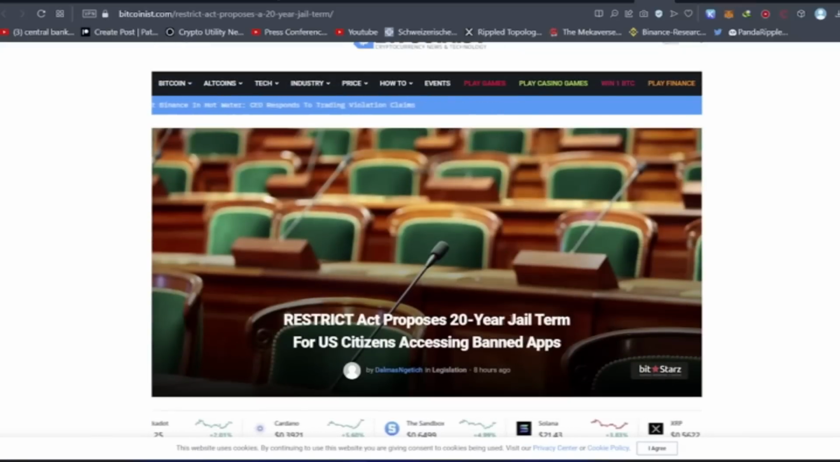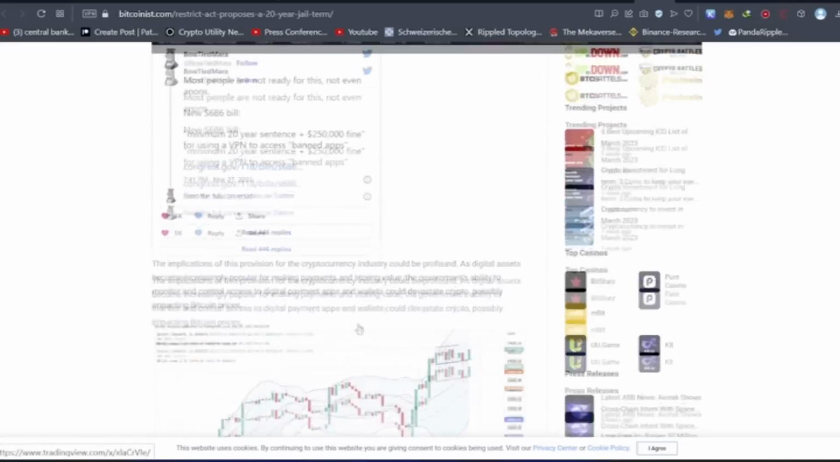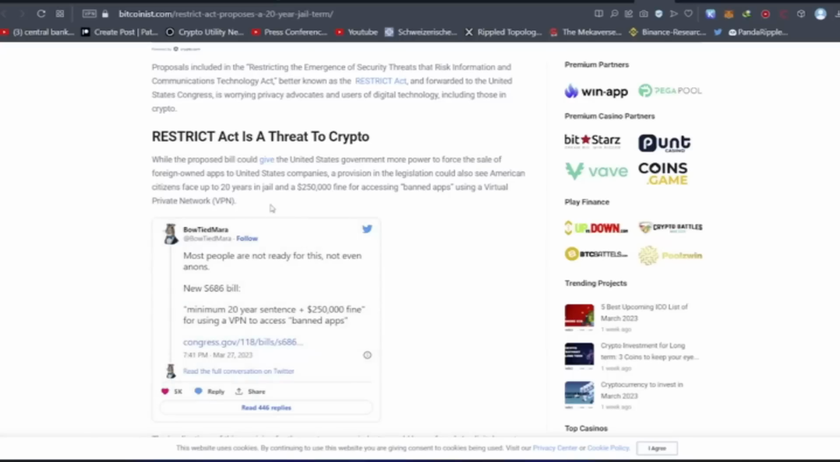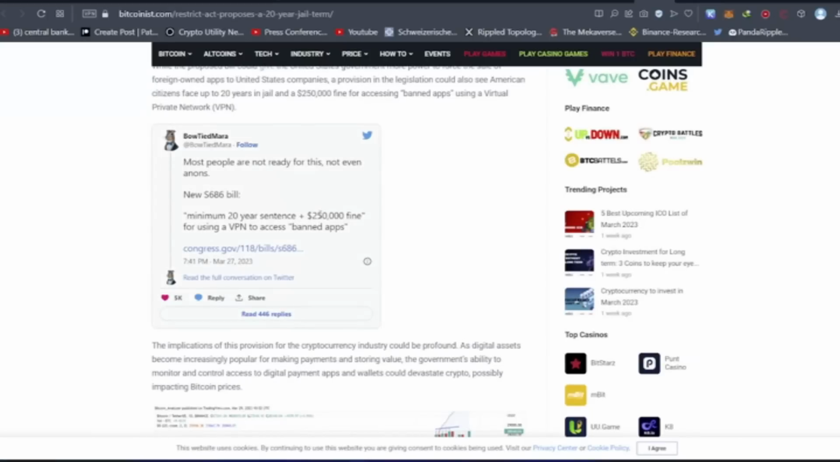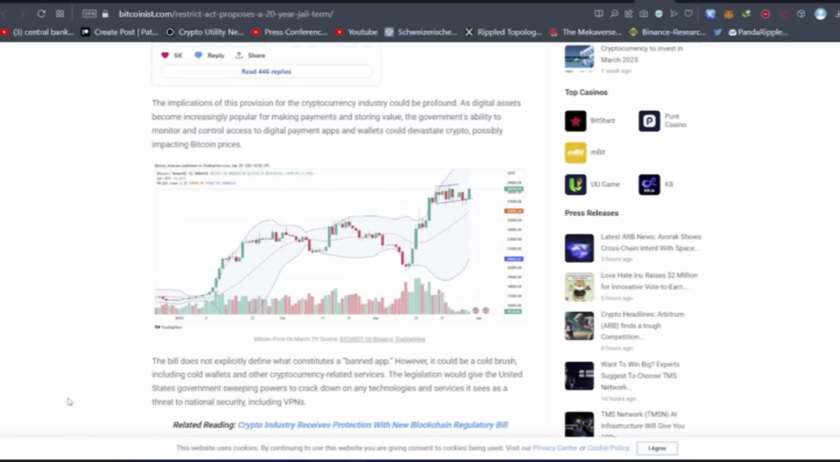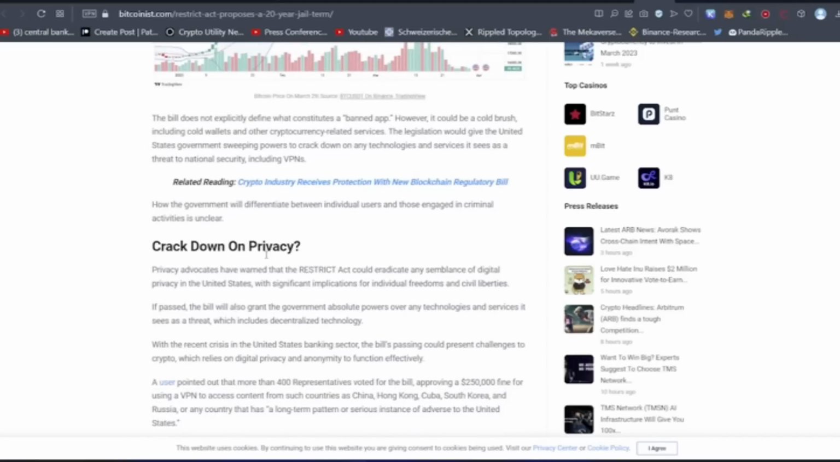The other thing is the Restrict Act proposes a 20-year jail term for U.S. citizens for accessing banned apps. So we just saw this TikTok thing come in, right? They're saying if you use a VPN to access these banned apps that the U.S. controls, you can face up to 20 years in prison and a $250,000 fine. So think about this in the whole Internet of Value context, right? They tell you what you can and can't use, and if you go against them, the punishment is so severe that you don't go against it, right?